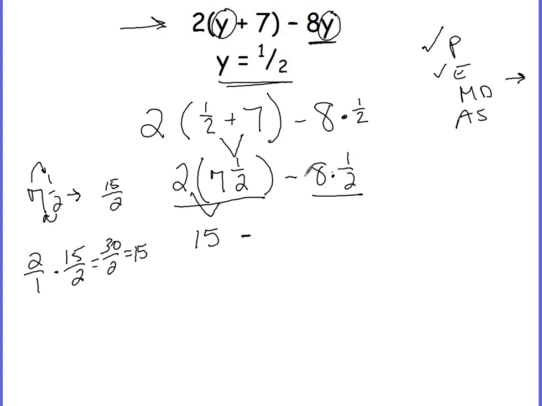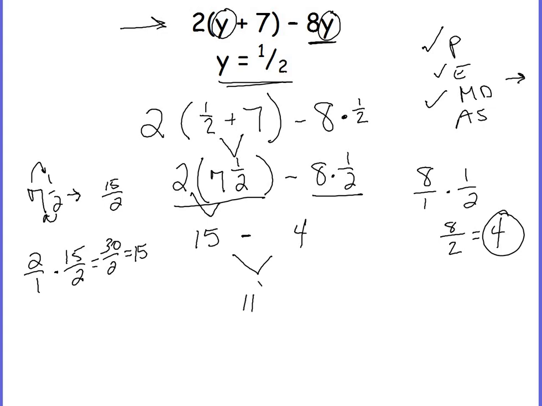I'm taking half of 8 if I read it backwards, or just go back and use what you know about multiplying with fractions. Turn it into 8 over 1 times 1/2. 8 times 1 is 8. 2 times 1 is 2. And when I simplify that, I get 4. So this becomes 4. Okay, I have no multiplication or division left, but I do have addition and subtraction. And when I subtract, I get 11. So my answer in this case would be 11.